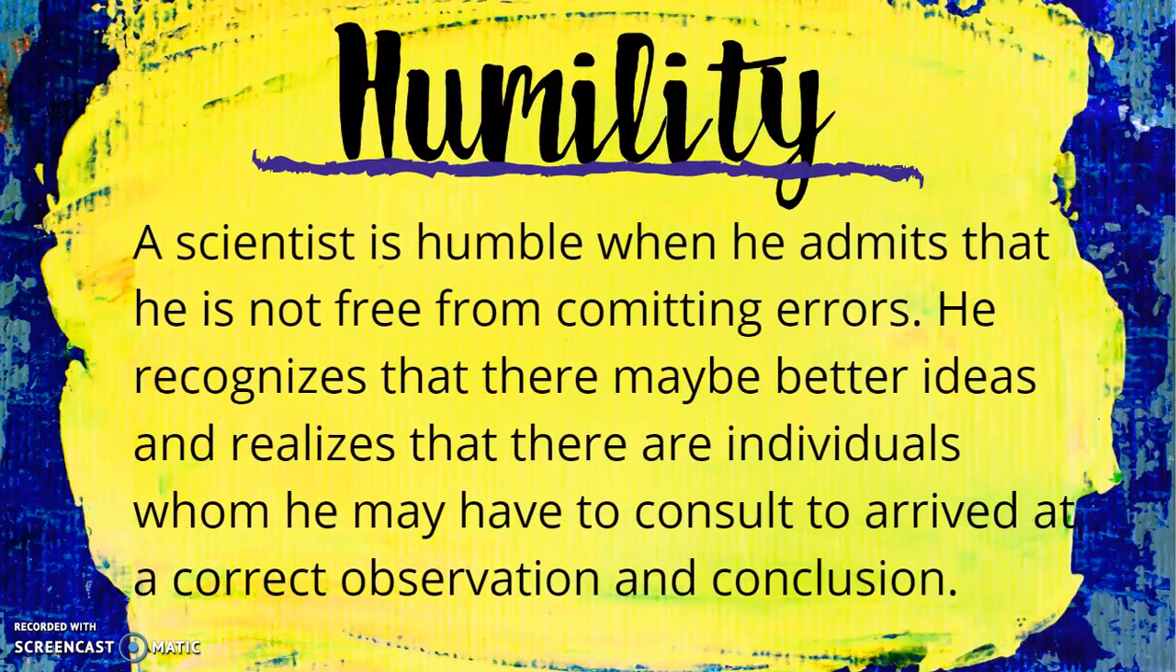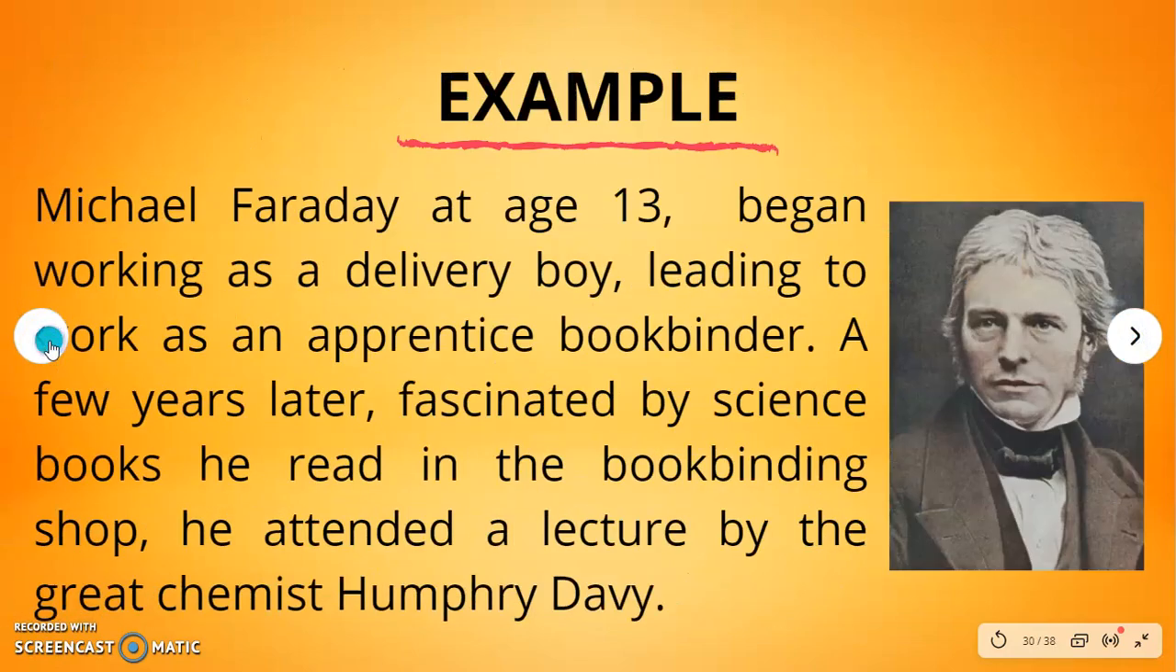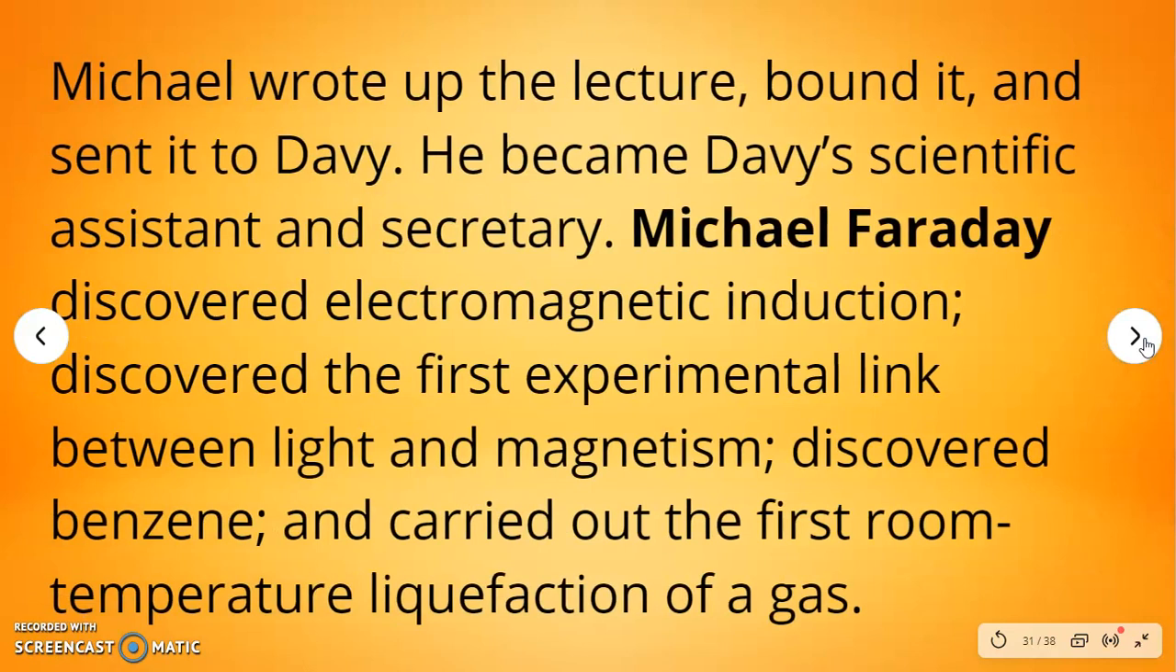Next is humility. Humility is when a scientist is humble and admits that he is not free from committing errors. He recognizes that there may be better ideas and realizes that there are individuals whom he may have to consult to arrive at the correct observation and conclusion. An example for that is Michael Faraday, who at the age of 13 began working as a delivery boy, leading to work as an apprentice bookbinder. A few years later, fascinated by science books he was able to read in the bookbinding shop, he attended a lecture by the great chemist Humphry Davy, and from that, he became Davy's scientific assistant and secretary. Michael Faraday discovered electromagnetic induction, discovered the first experimental link between light and magnetism, discovered benzene, and carried out the first room temperature liquefaction of gas.